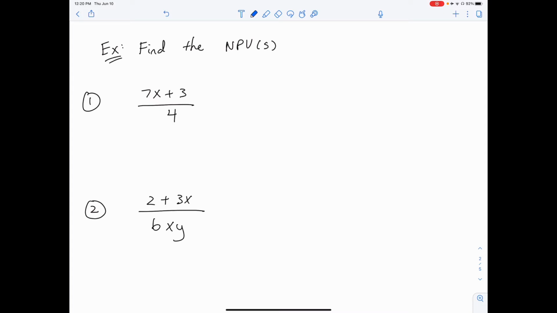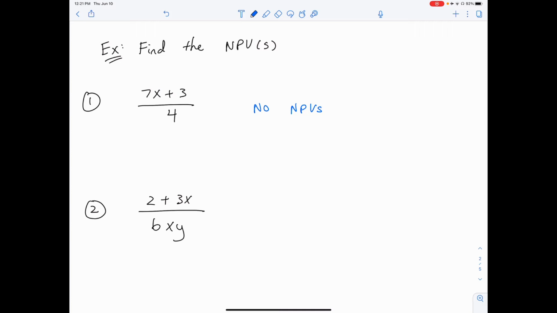So again, for NPVs, we take a look at the denominator and see if it can possibly be 0. In this case, 4 cannot be 0, so the first one has no NPVs. Or you can say that there are none. Number 2 here says 2 plus 3x over 6xy.